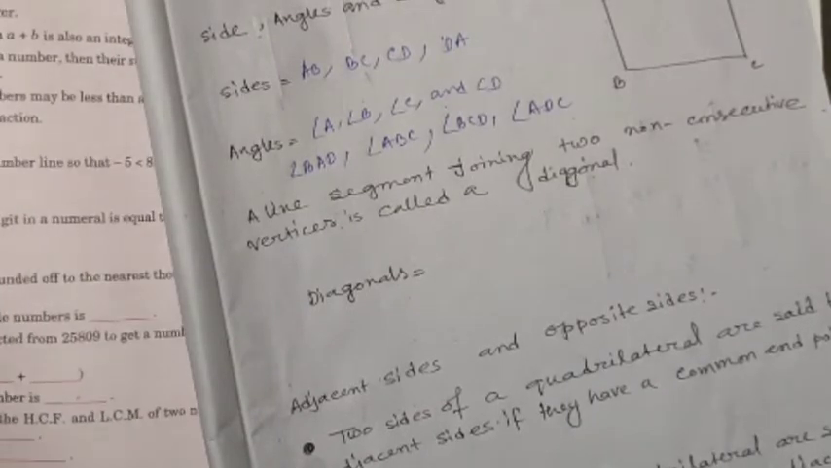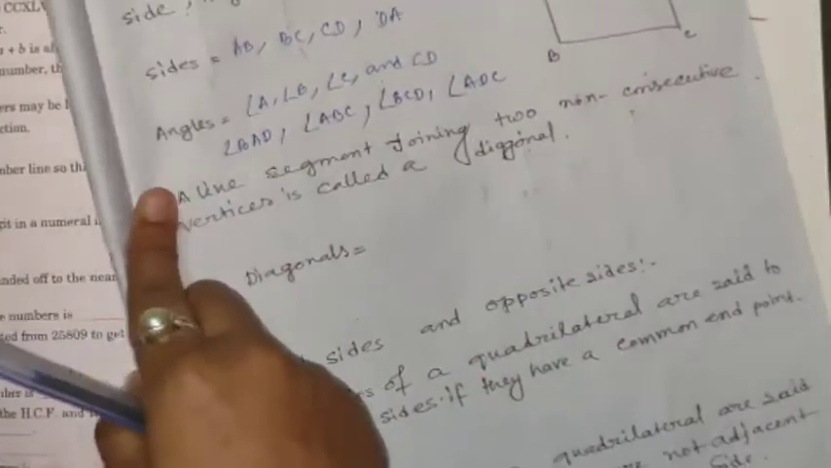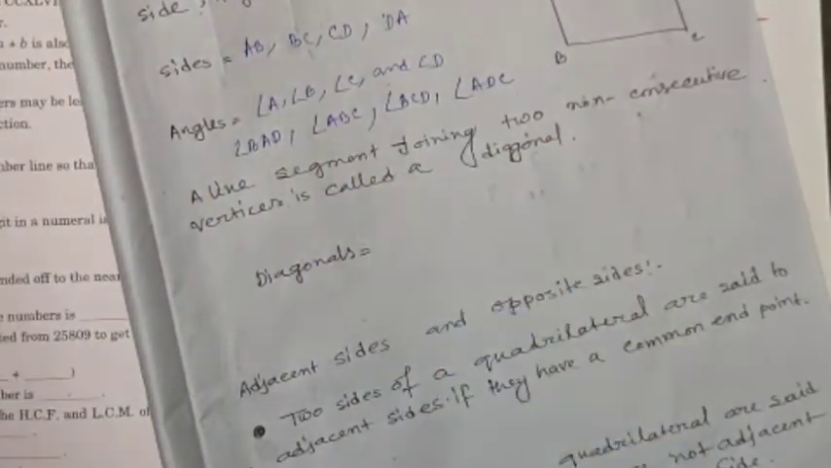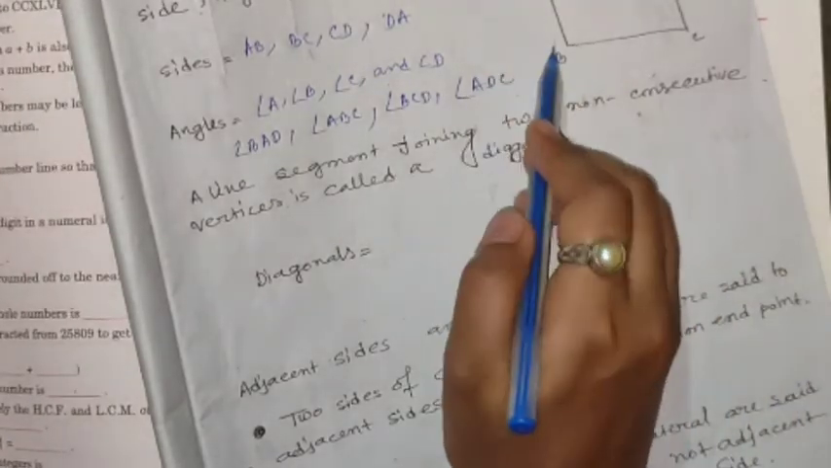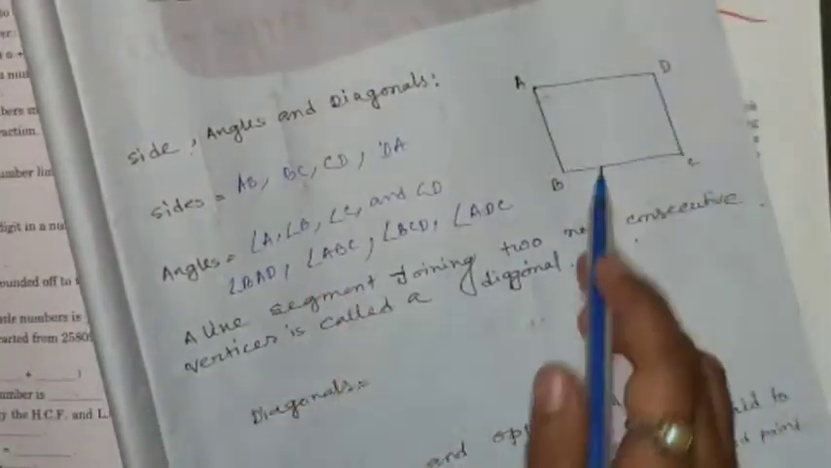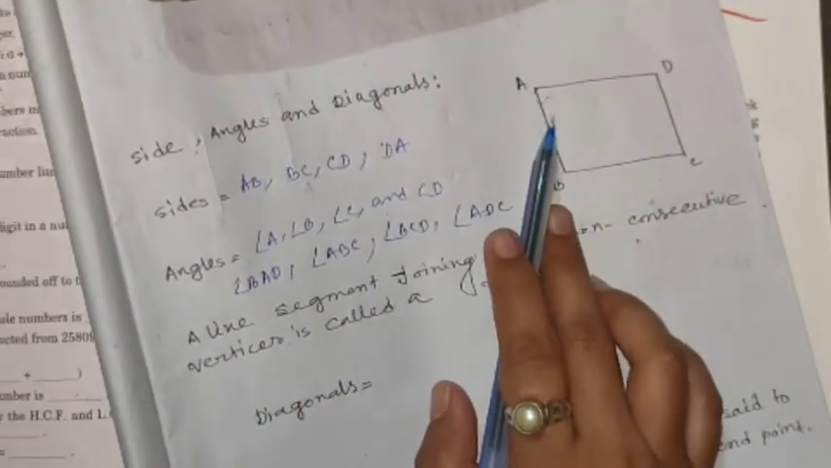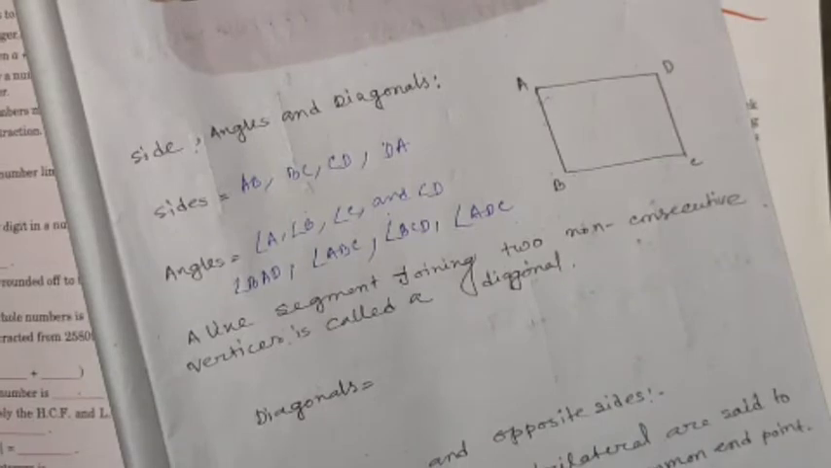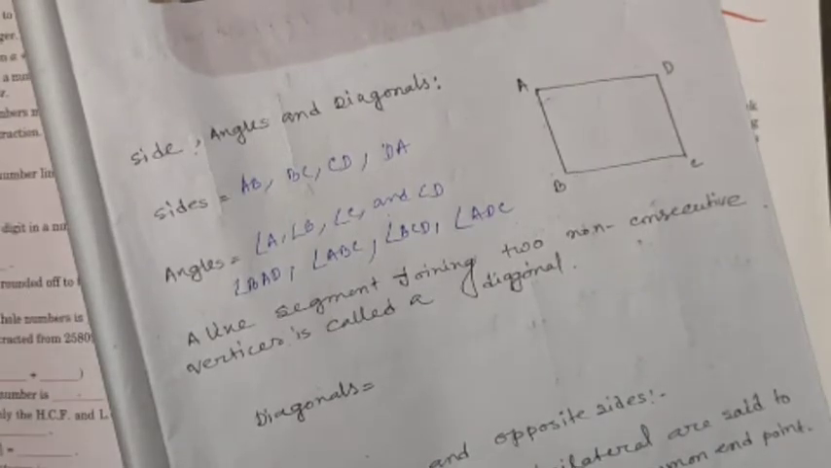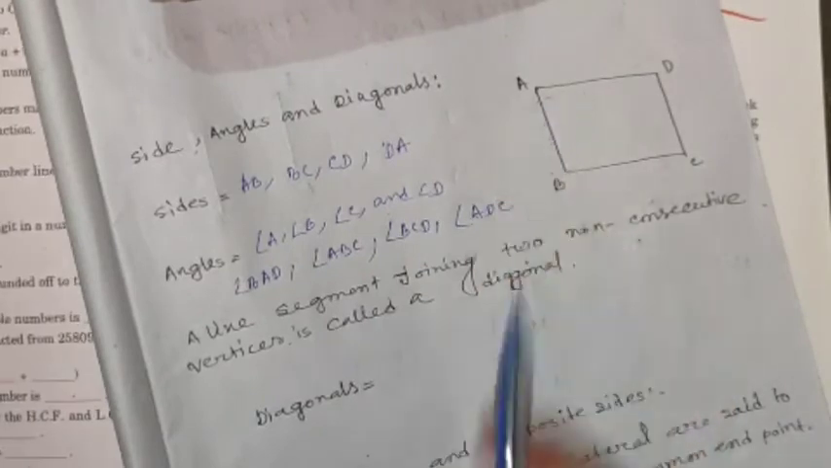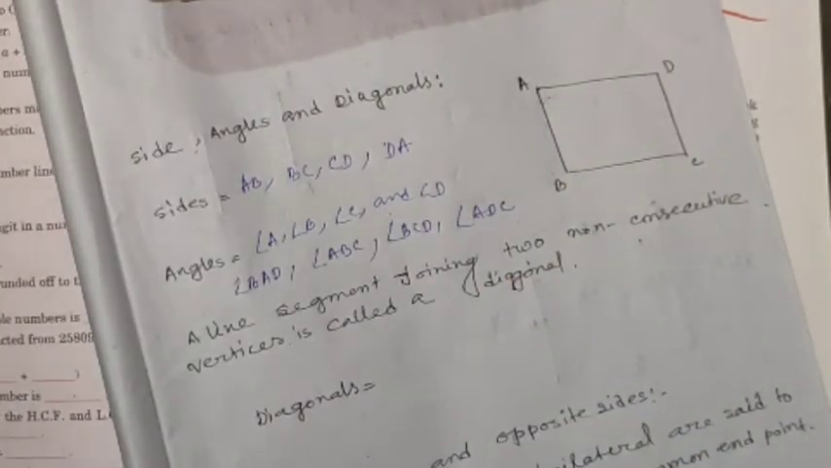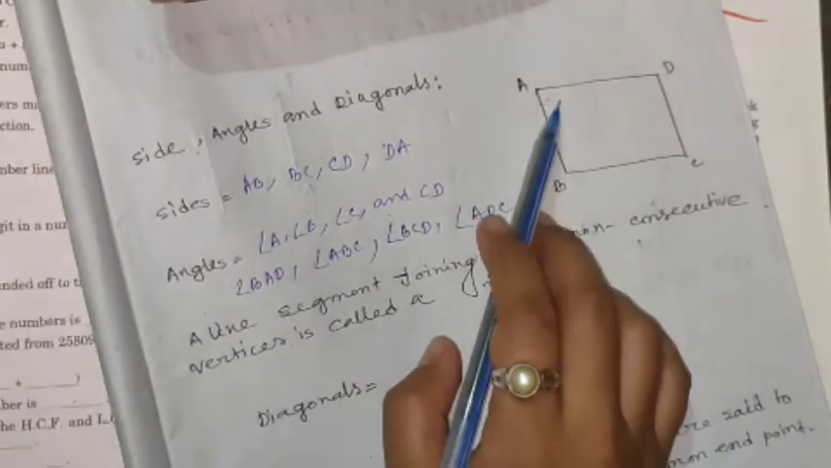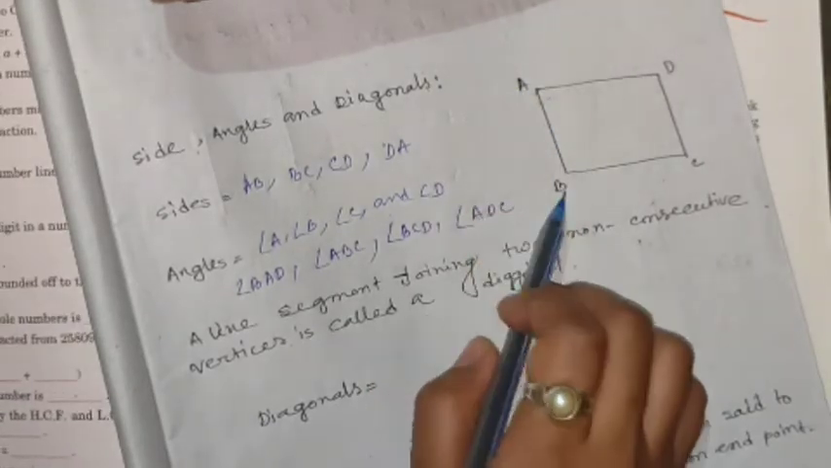Now we will learn about the diagonal. What is called a diagonal? A line segment joining two non-consecutive vertices. Consecutive vertices are A and B. Which vertices are consecutive vertices? The end points of the same side are called the consecutive vertices. A side has two end points, so these two end points of the same side we call consecutive vertices. If I take a line segment AB, the end points of AB are A and B, so these are the consecutive vertices.